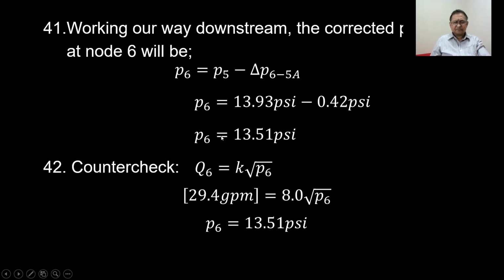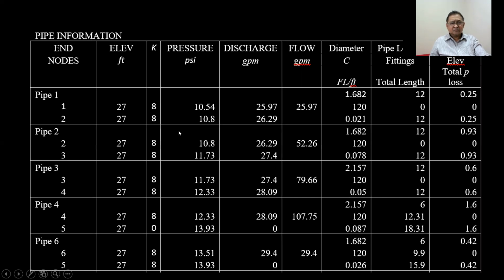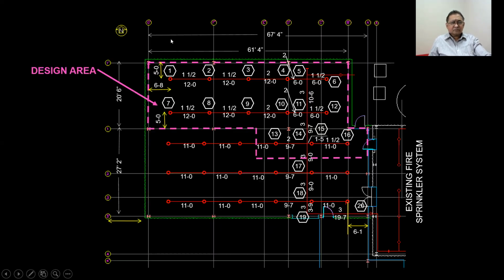Let us counter check. You have Q6 will be 29.4, and then the K value of 8. Let us see based on this equation. So we double check, P sub 6 is equal to 13.5 psi, which is correct. And then we tabulate the results here.